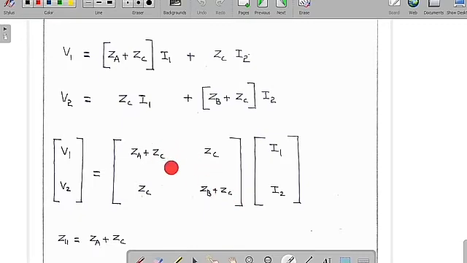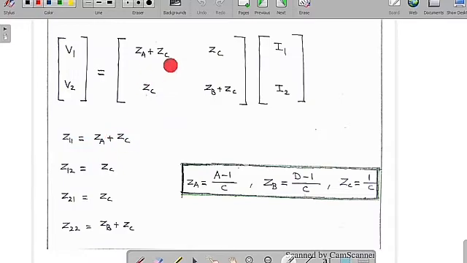You can compare with the standard Z parameter network, which is V1, V2, Z11, Z12, Z21, Z22, I1, I2. By comparing, we are going to get Z11 is equal to Za plus Zc, Z12 is equal to Zc, Z21 is equal to Zc, and Z22 is equal to Zb plus Zc. Therefore, Z11 is equal to Za plus Zc, Z12 is equal to Zc, Z21 is equal to Zc, and Z22 is equal to Zb plus Zc.